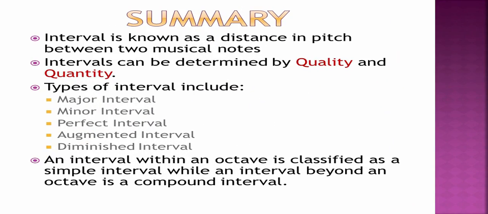Summary. Let's go to the summary. An interval is the distance in pitch between 2 musical notes. Intervals can be determined by quality and quantity. The types of intervals include major interval, minor interval, perfect interval, augmented interval, and diminished interval. An interval within an octave is classified as a simple interval, while intervals beyond an octave are compound.